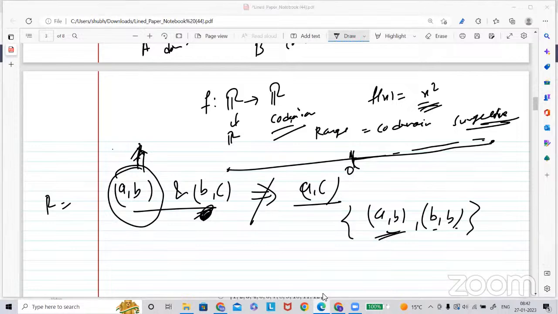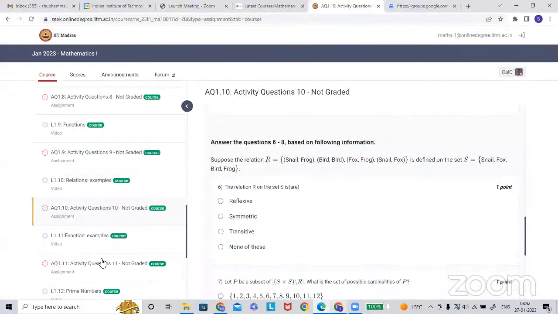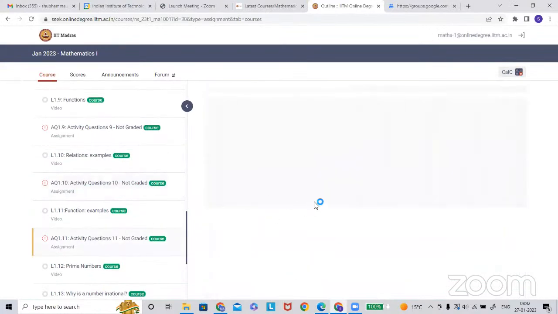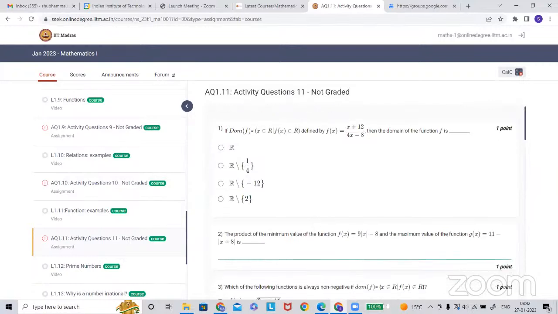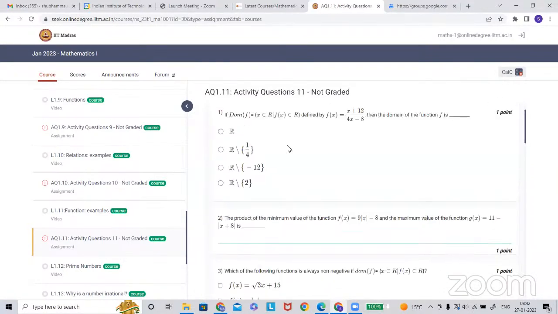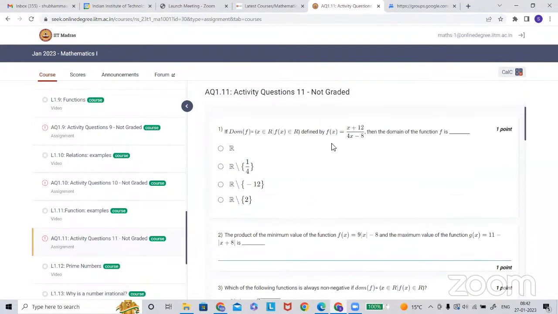Let me go on. Sir, I have one more. In activity 11, questions 1, 2, and 4, sir. Yes, sir. What is the doubt in the first question? I'm not able to relate to the answer, sir. In all 3 cases, 1, 2, and 4, I was not able to relate to the answer.